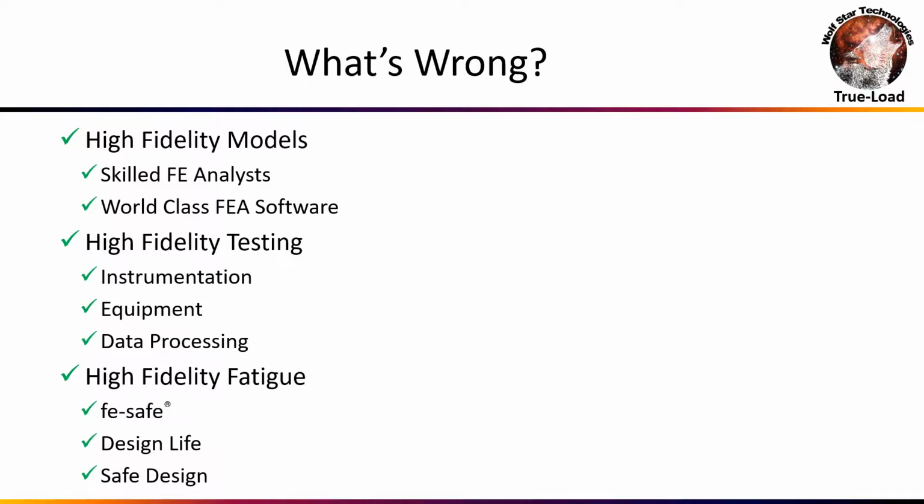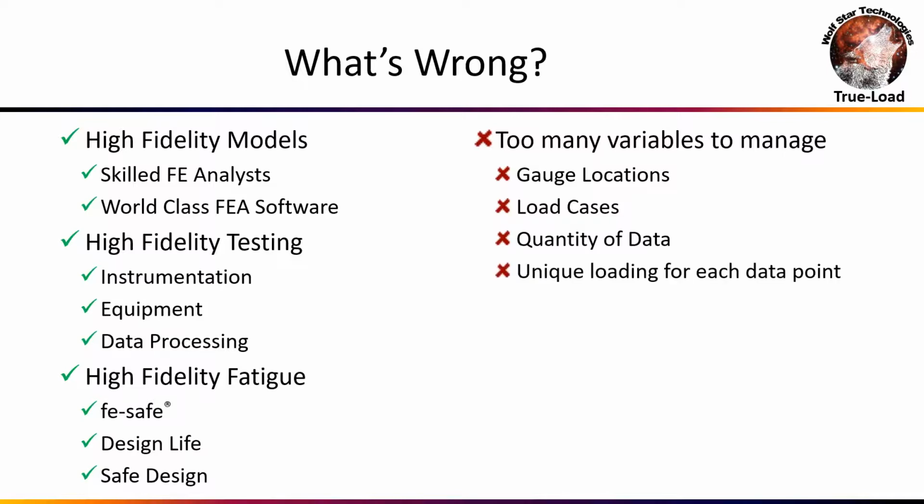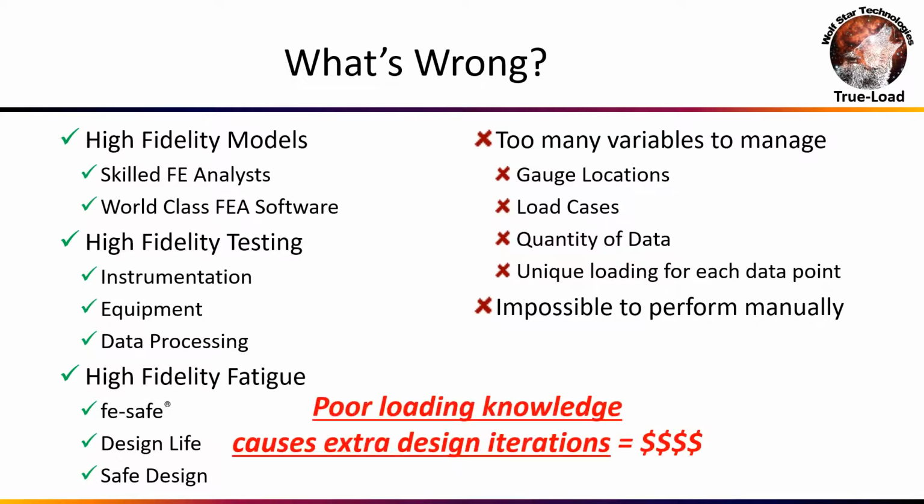Well, what's going on? The problem is you've just got too many variables. You've got the gauge locations, the load cases, and the quantity of data. So if you put 30 strain gauges on your part and you went off to the proving ground and collected some data, you'll have 500,000 data points in that time history. And now you've got 30 channels of strains with 500,000 data points each. At each point in time, you've got a unique loading recipe to recreate those strains. So you've got a task that you just can't complete manually. You can't come up with 500,000 recipes on your own. So you're just left spinning your wheels.